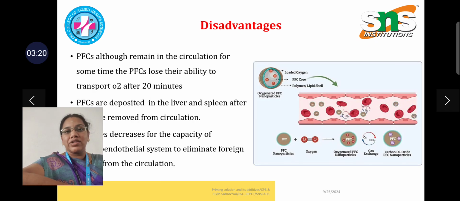These are the advantages, but it is not clinically applied till now because it has some disadvantages. The perfluorocarbons remain in the circulation for some time, and they lose their ability to transport oxygen after 20 minutes. So the oxygen carrying capacity is reduced after 20 minutes. The perfluorocarbon is deposited in the liver and spleen, and it cannot be removed from the circulation. It cannot be removed from the reticuloendothelial system also, so it can act as a foreign particle.